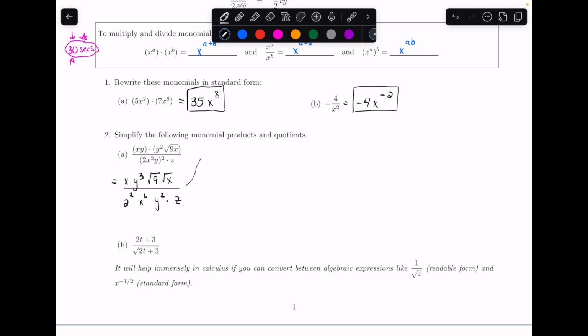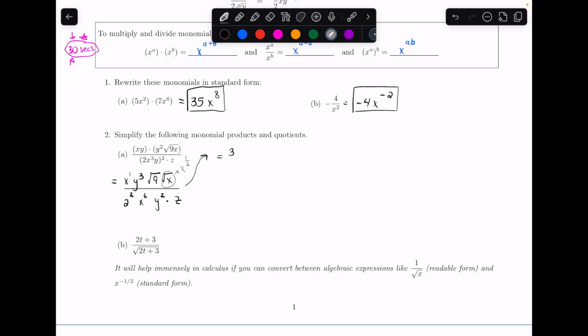So, okay, let's keep simplifying. I've got a square root of 9 on top. Let's just move that number to the front. I get 3. And then the square root of x, I can rewrite that as x to the 1/2. The first x is just x to the 1.